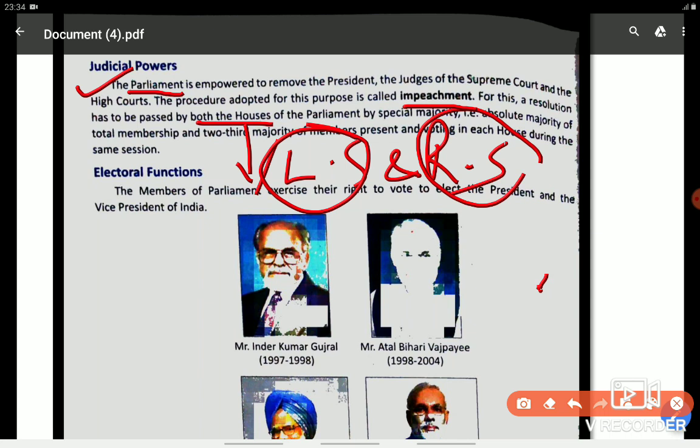If it is in favor, it will be removed. If it is not in favor, it will not be removed. So here both the houses are enjoying the same powers regarding judicial powers.